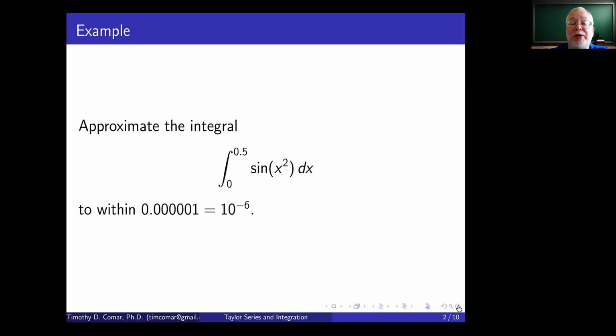The problem that we're going to look at today is that we are going to approximate the integral from 0 to 0.5 of sine of x squared to within 10 to the negative 6.